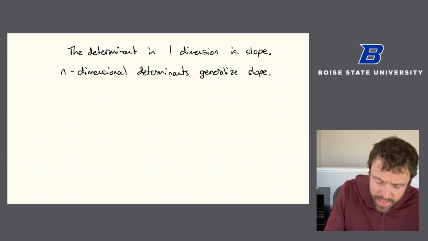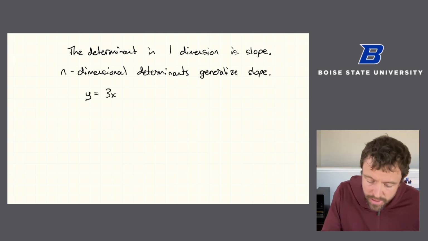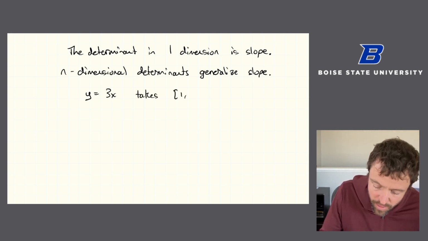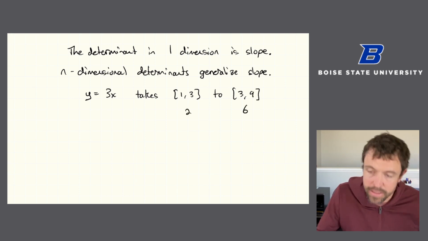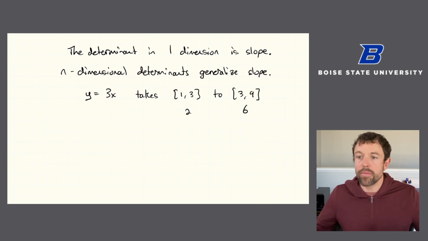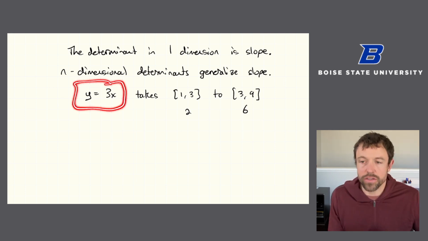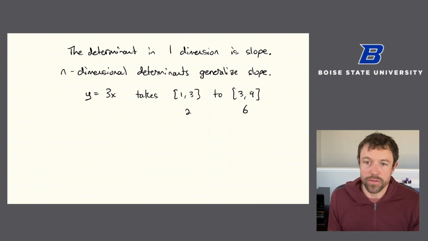Right, so what I'm saying here is that, your basic linear function y equals 3x, if you plug in, for instance, the interval from 1 to 3, and you triple everything, you take something of length 2 and you send it to something of length 6, right? You triple all lengths. And so the slope of your traditional linear function from algebra 1 is telling you how much lengths are multiplied by. And determinants are doing the same thing for linear transformations in higher dimensions.